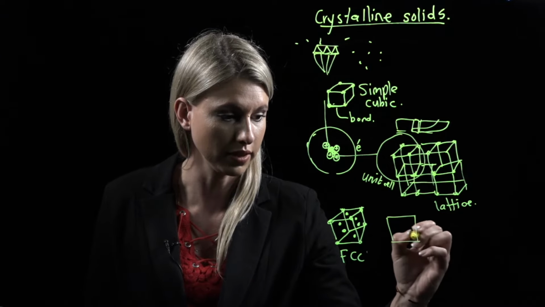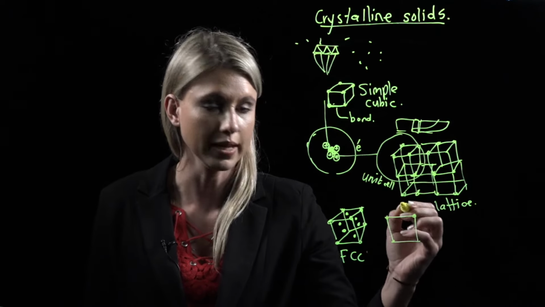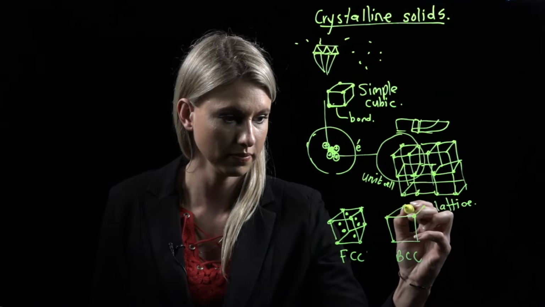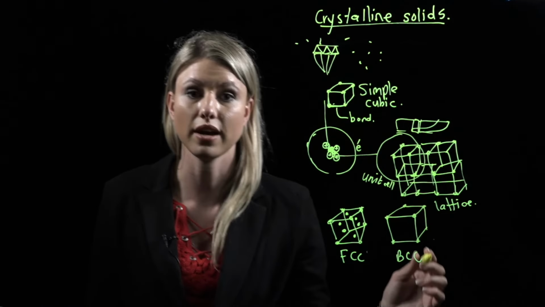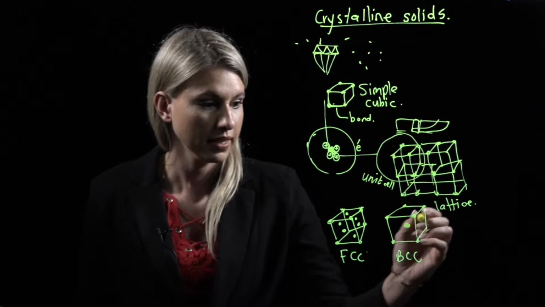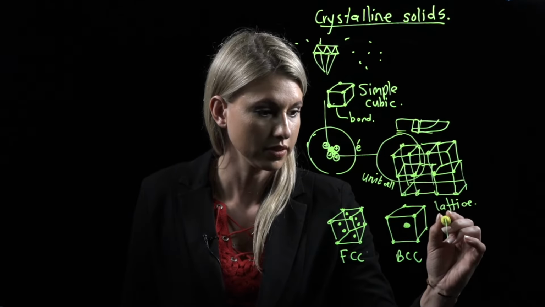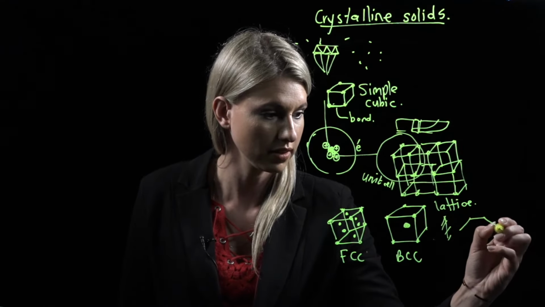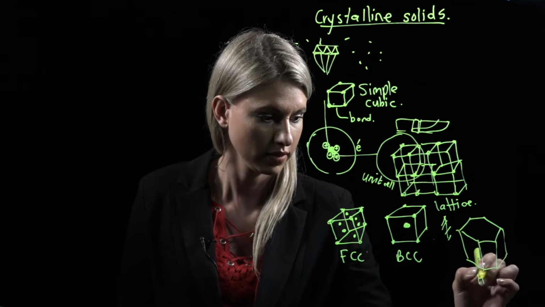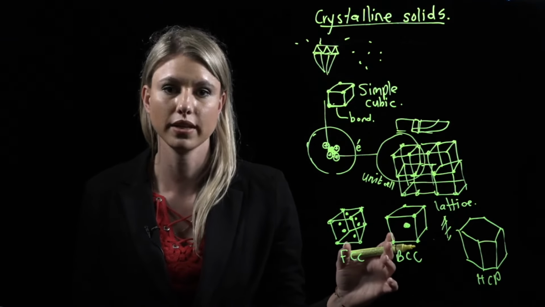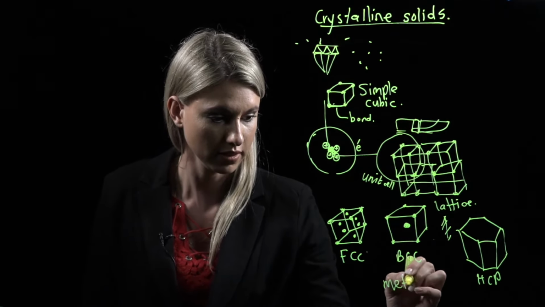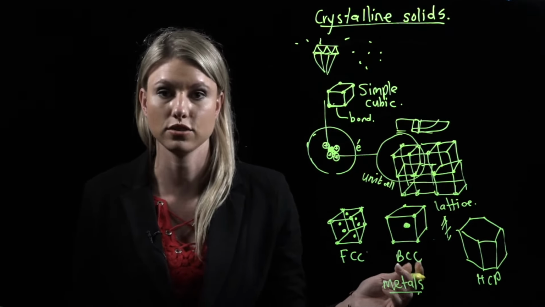Another structure that is very commonly found is a body-centered cubic structure, which is your BCC structure. In this case, you have an additional atom which is situated right in the middle of this unit cell. Lastly, excuse this line, we have a hexagonally close packed structure. And these form most of the common lattice structures found in metals, which is a crystalline solid at the end of the day.